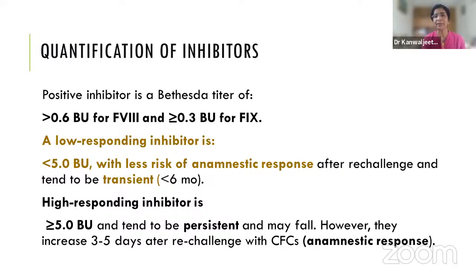low responding inhibitors. A high responding inhibitor is where the titer is more than 5 Bethesda units. These are likely to be persistent, may fall as well, but they respond briskly to the factor challenge. That is, they have a brisk anamnestic response. That is why they are called high responding inhibitors. Why is it important? It is very important in the management.